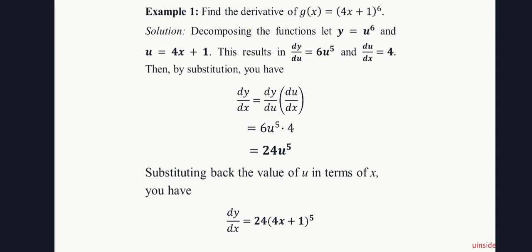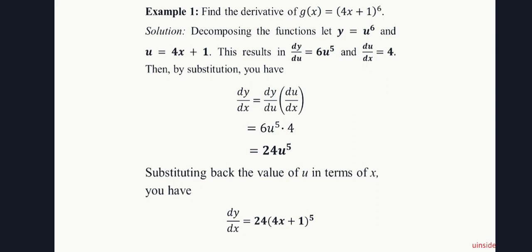Then alam natin na yung equation ng chain rule is dy over dx is equal to dy over du times du over dx. So substitution na tayo. Nakuha na natin yung dy over du, then nakuha na rin natin yung du over dx. So what is your dy over du? That is 6u raised to 5. And your du over dx is 4. Kaya naging 6u raised to 5 times 4 tayo. Then simplify po natin 6 times 4. That is 24. Copy yung u raised to 5.